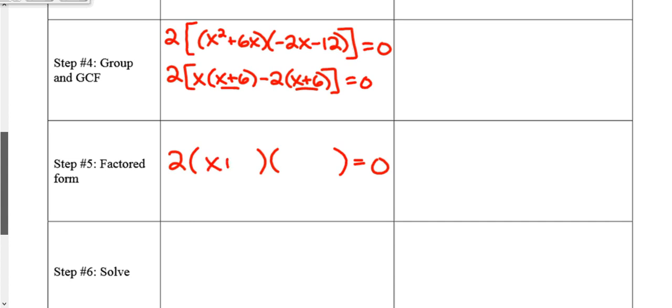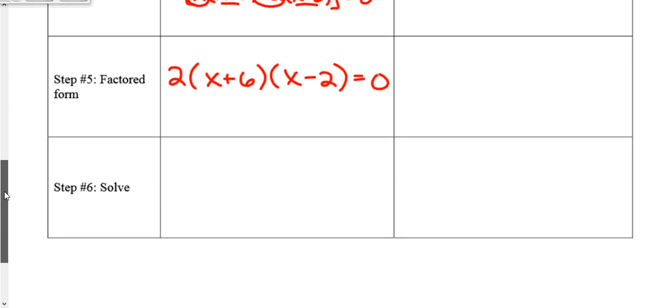So remember, I carried down that 2 so I wouldn't forget it along the way. That was my greatest common factor from step 1. Then x plus 6 is one of my factors. The other one is your 2 GCFs, x minus 2. And now we can solve.